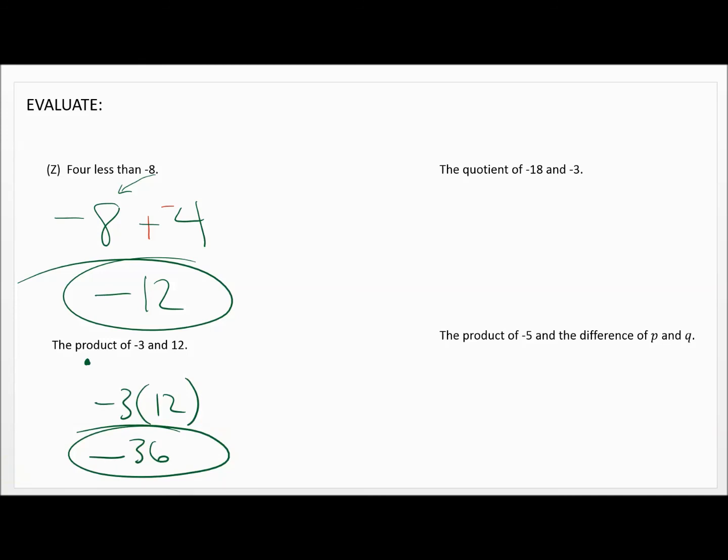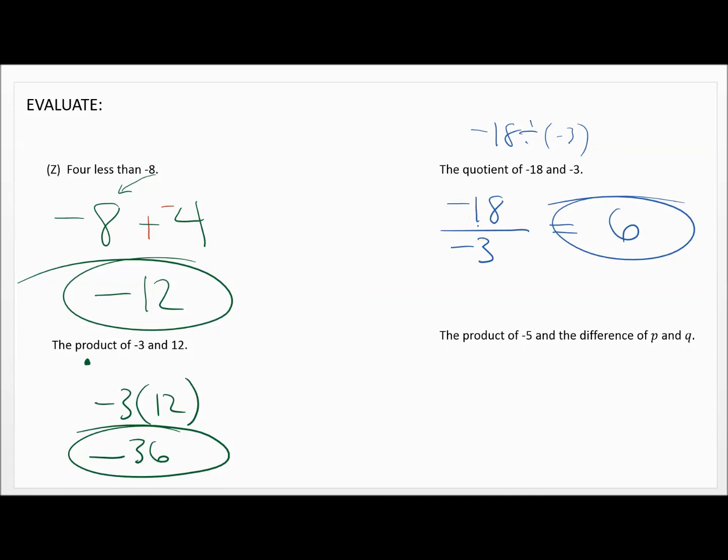The quotient of negative 18 and negative 3. Now, whenever it says quotient, product, difference, sum, you keep the order that it's in. So the quotient of negative 18 and negative 3, you just put negative 18 on top, negative 3 on the bottom, or you could use the division bar. Nothing wrong with negative 18 divided by negative 3. We will get away from that, though. A negative divided by negative is always a positive, and 18 divided by 3 is 6.